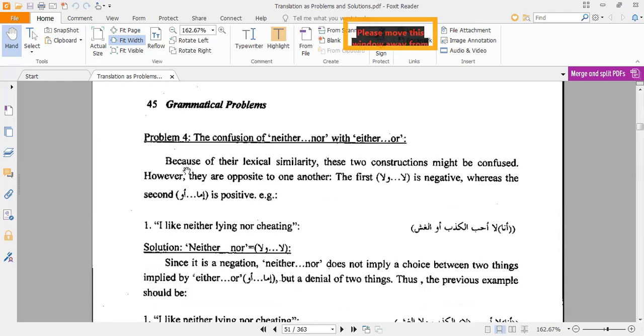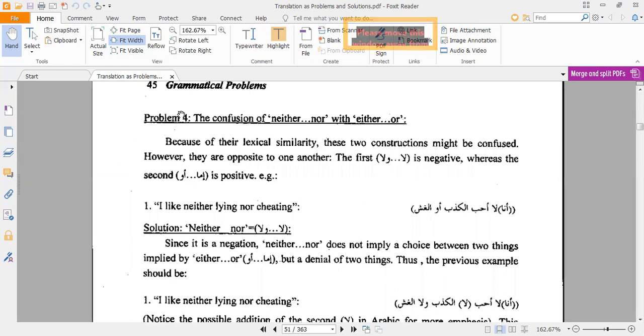Okay, let's move to problem 4. The confusion of neither nor, either or. Some students render neither nor and either or in the same way by لا أو. Actually, neither nor has a negative connotation, while either or has a positive connotation. So how can we render them in the same way? This will give us an incorrect translation.